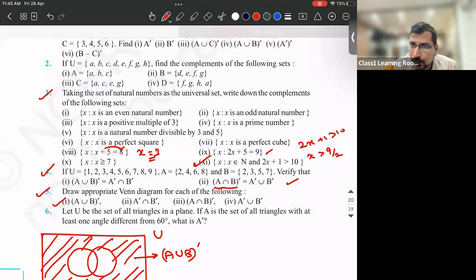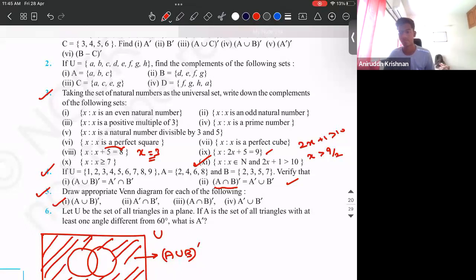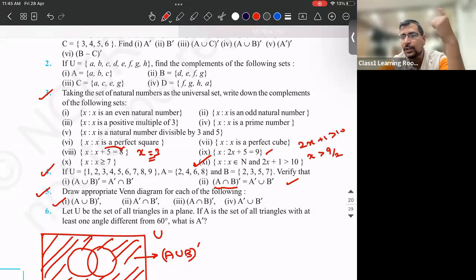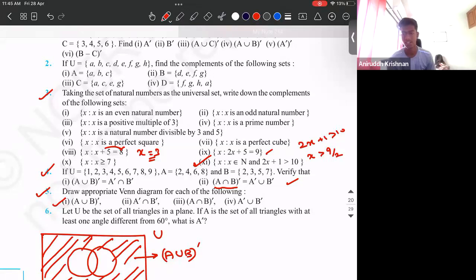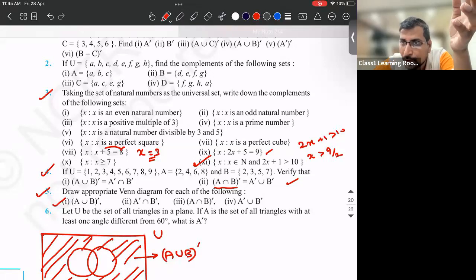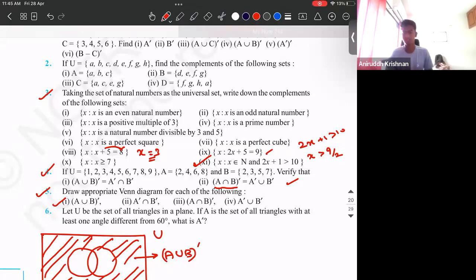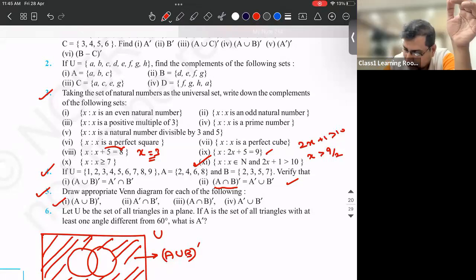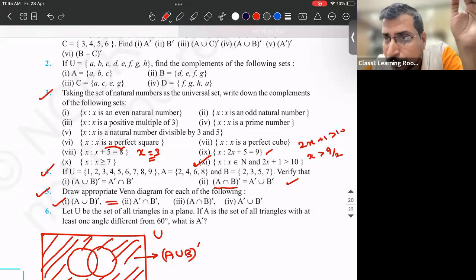Understood? Yes, sir. So what will be the answer for the second one? If you ask me, I'll just think of De Morgan's law. A union B, the whole complement, is the same as A complement intersection B complement. So the diagram for both is the same.